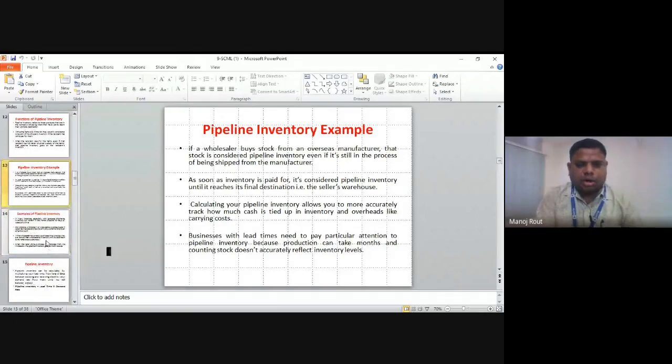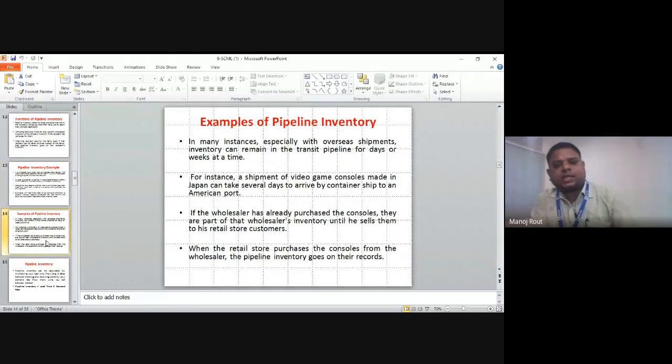If you go to an example of pipeline inventory, in many instances, especially in overseas shipment, inventory can remain in the transit pipeline for days or for a week at a time. For instance, shipment of video game consoles made in Japan can take several days to arrive by container ship at an American port. If the wholesaler has already purchased the console, it is part of that wholesaler's inventory until it is sold to the retail outlet.